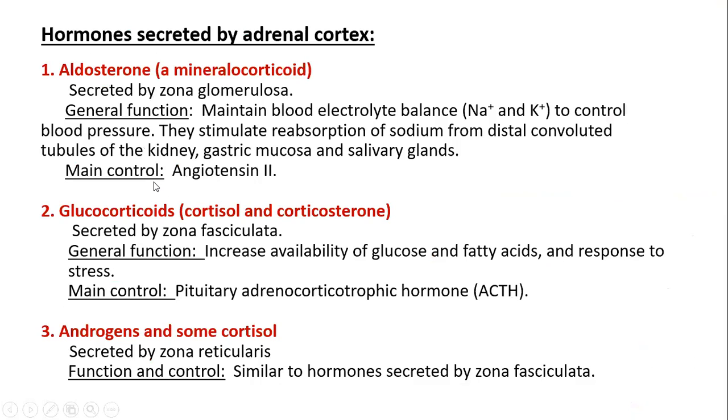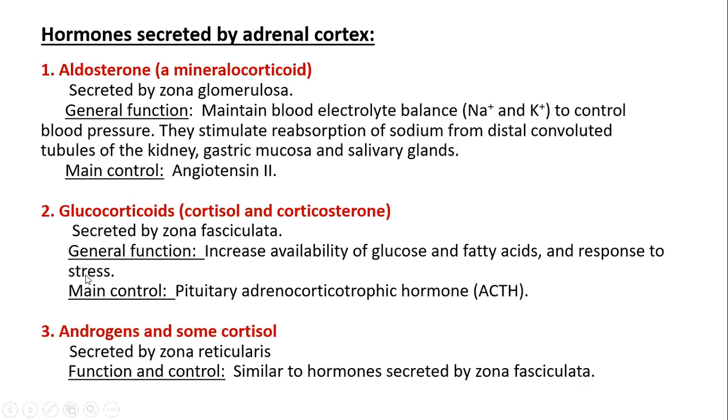The general function of these glucocorticoids is to increase availability of glucose and fatty acids, especially in response to stress. Whenever there is stress, there is stimulation of this part and secretion of the glucocorticoids, which helps in the availability of glucose and fatty acids. The main control of these glucocorticoids is by the pituitary adrenocorticotropic hormone, that is ACTH, secreted from the pituitary gland.